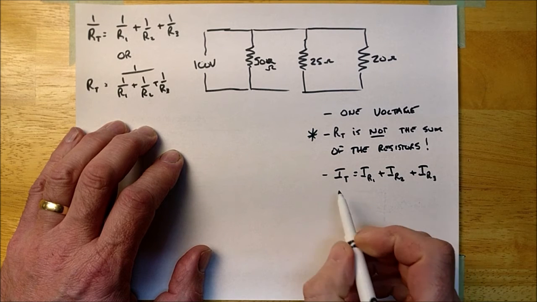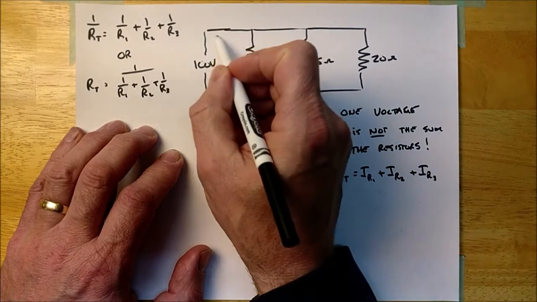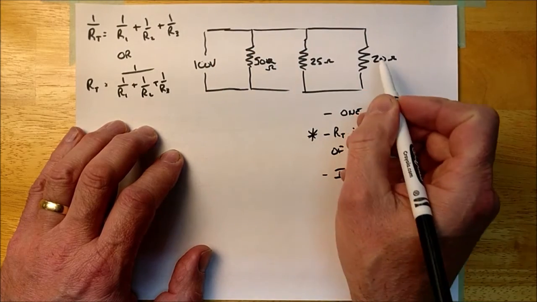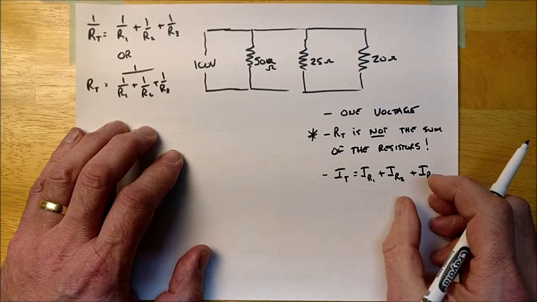Another rule for parallel circuits is this one right here. The total circuit current is going to be the sum of the three currents, right? And those are the rules for parallel circuits.